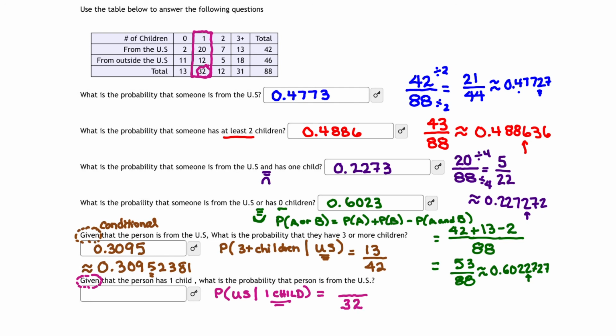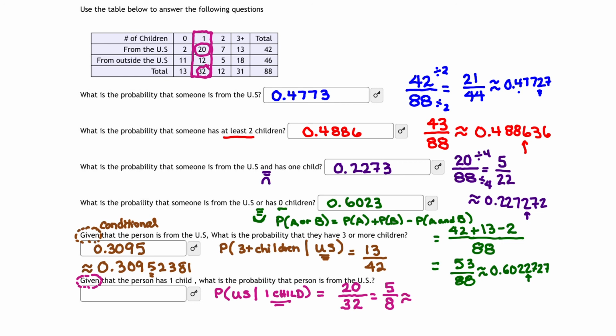Now, based on the fact the person has 1 child, what is the probability the person is from the U.S.? So now we select the people from the U.S. that we can consider, which is 20. So the probability that the person is from the U.S. given that they have 1 child is 20 divided by 32, or dividing both numerator and denominator by 4 gives us 5/8.